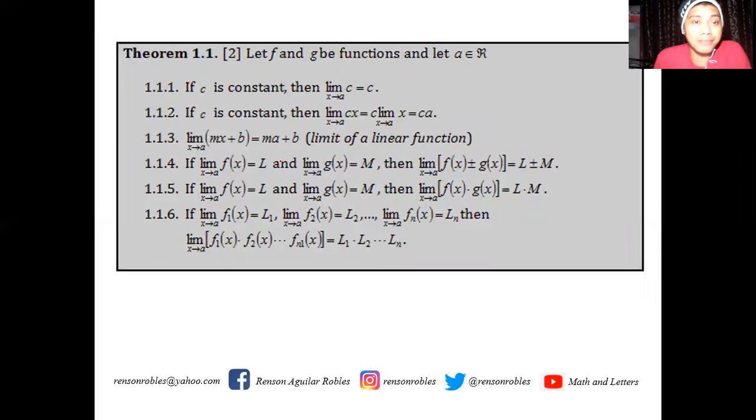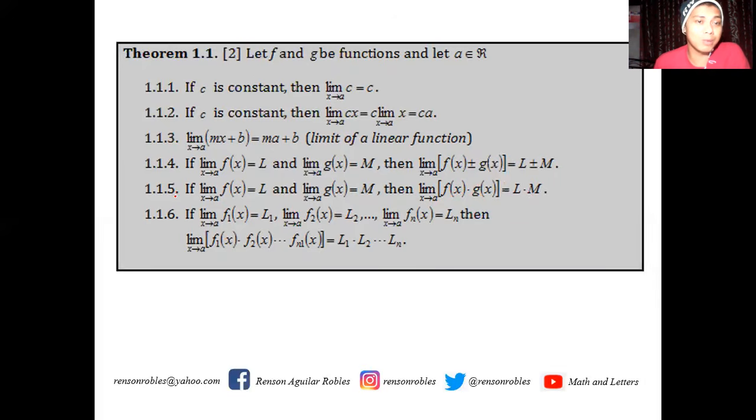And for the limit of a linear function, the limit of mx plus b as x approaches a is equal to ma plus b. Theorem 1.1.4, this is the limit of sums is equal to the sum of their limits. And then theorem 1.1.5, that is the limit of f of x times g of x as x approaches a. If the limit of f of x as x approaches a is L, and the limit of g of x as x approaches a is m, then the limit of the product of f of x and g of x as x approaches a is equal to L times m.